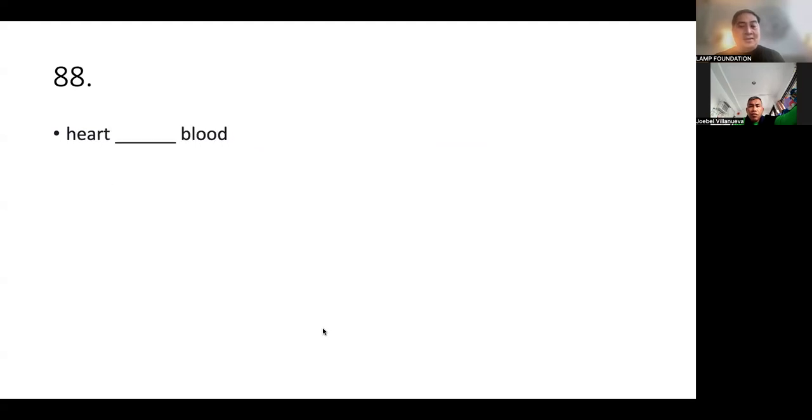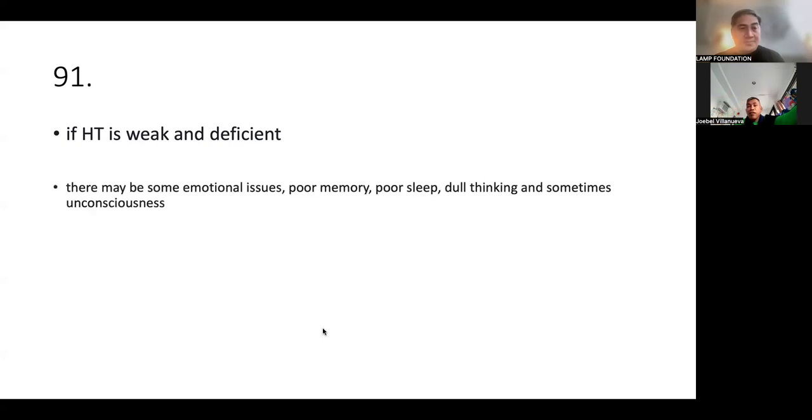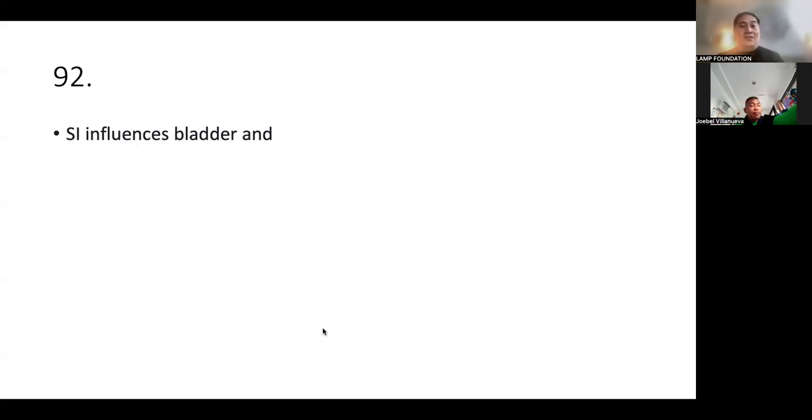Heart blank the blood. It governs the blood. Spleen blanks the blood. It makes the blood. Liver does what to the blood? It stores the blood. If heart is weak and deficient, what happens? There may be some emotional issues, then poor memory, poor sleep, dull thinking, and sometimes unconsciousness. Small intestine influences the bladder and what function? Urinary function.